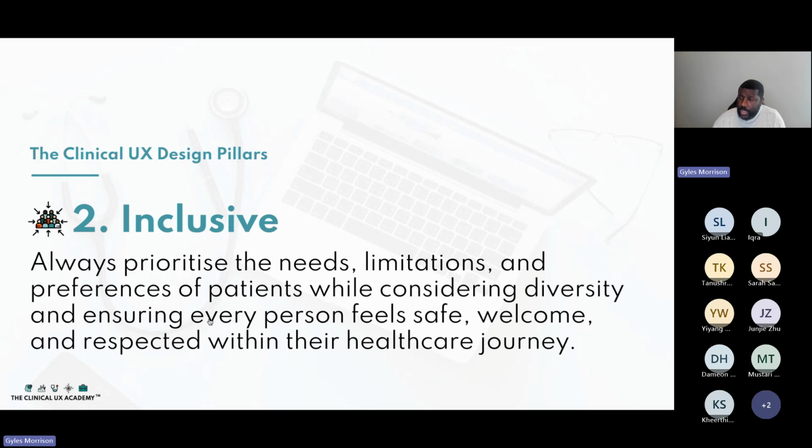Inclusive design then is really about looking at the needs, limitations, and preferences of patients and clinicians, to be fair, whilst considering diversity. I'm really recognizing that people are going to have a variety of needs and wants and limitations, and this is going to be unique to them. But if you're providing a solution that's for the general public, it can feel a bit daunting. And what does it mean to help everybody?